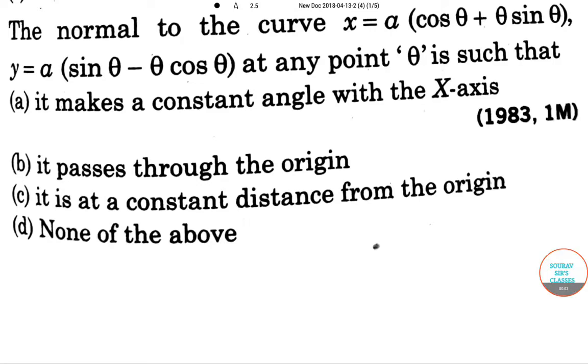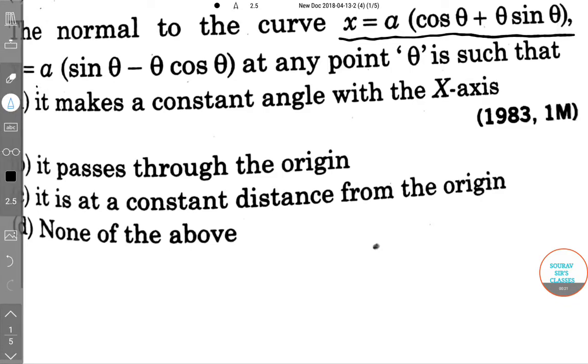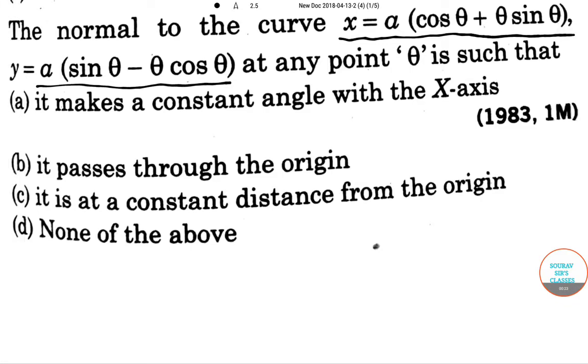In this problem, we have to choose the correct geometrical orientation of the normal to the curve expressed by the parametric equations x is equal to a (cos theta plus theta sin theta) and y is equal to a (sin theta minus theta cos theta), from the given four options.